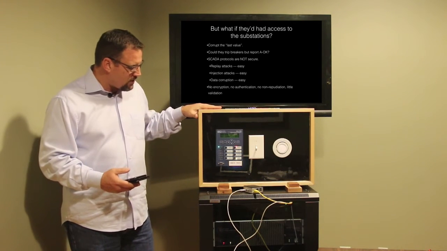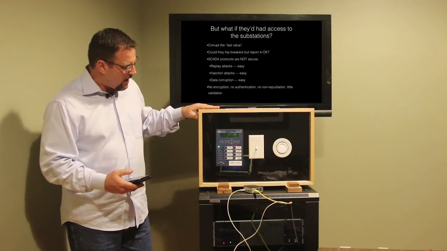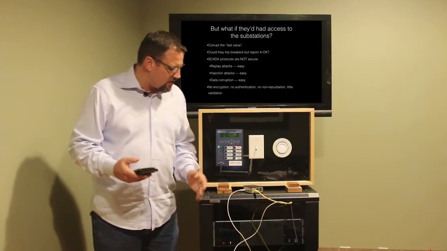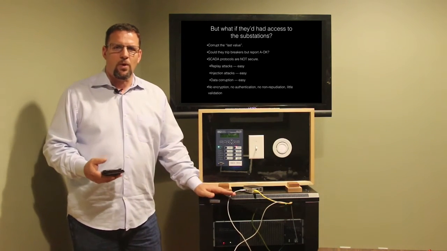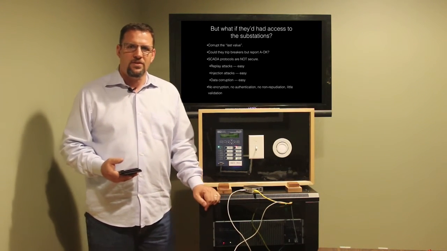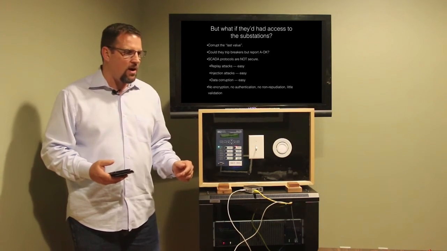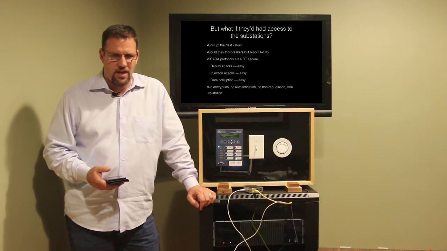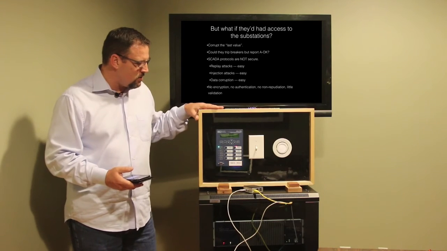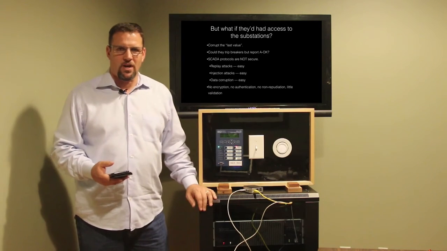So now what we're going to do is simulate here that the attacker has gained access to that. We're going to corrupt the last value, if you will, of the system. That way we can turn the power off and it'll still report that everything is okay. And why is all of this possible? Well, because SCADA protocols are not secure.